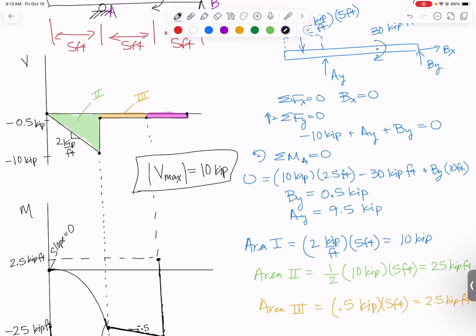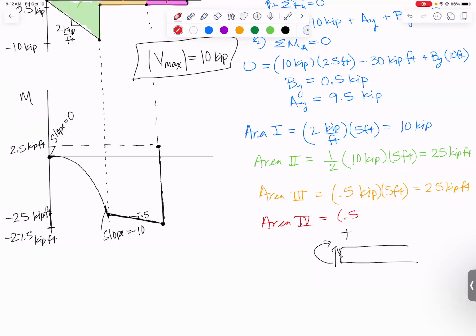We need to calculate for area 4. What is the area? Well, it's also going to be 0.5 kips. It also acts over 5 feet. As a result, we have 2.5 kip feet that we go down, which is good because that means if we go down at a constant slope of -0.5 again, we will end up at 0, which is good.